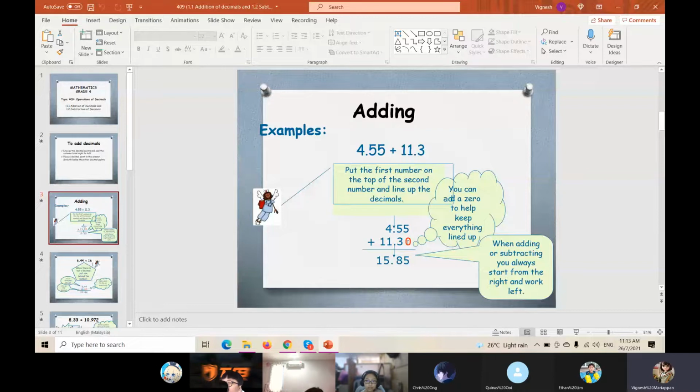5 plus 0 is equal to 5. 5 plus 3 is equal to 8. So we need to line up the decimals, correct or not? Even in the answer you have to put the point directly below the point. Okay, so 4 plus 1 is equal to 5. So you put the 1 directly. So what is your answer?